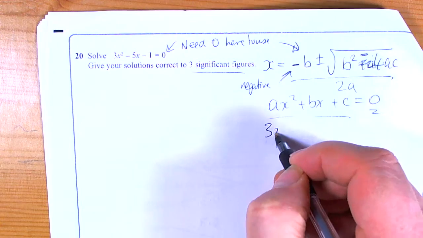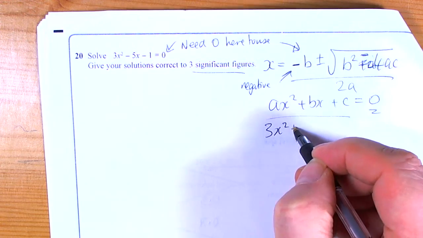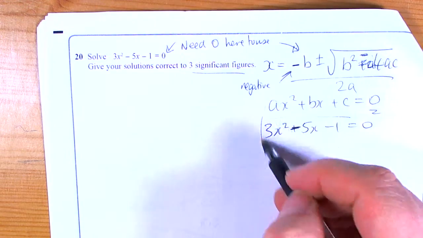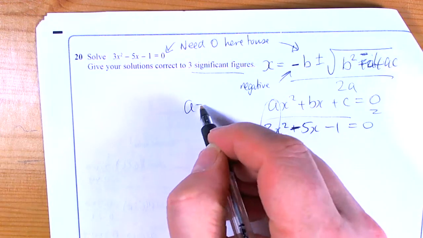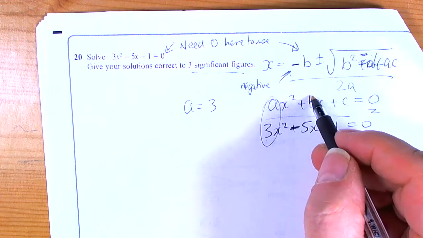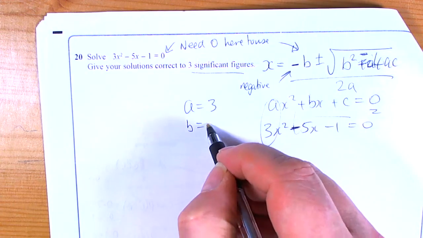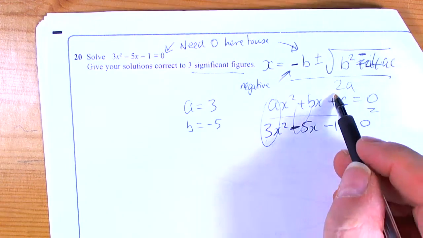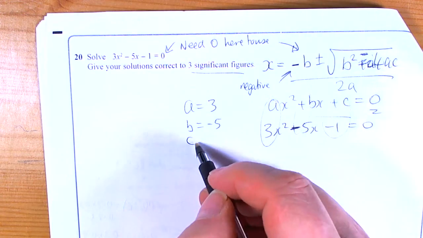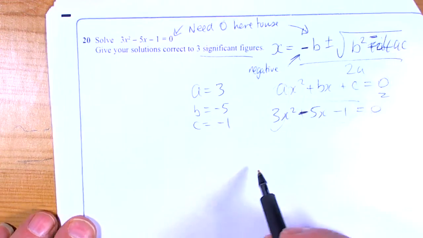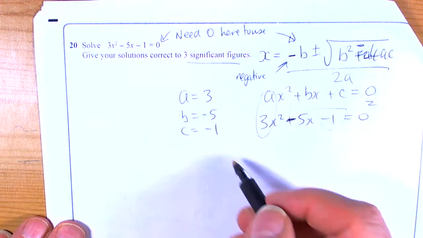And if we compare it to what they've given us, 3x squared, take away 5x, take away 1 equals 0, we can see that the a value would be 3. The b value, got to be careful here, it's going to be negative 5, and the c value is going to be negative 1. So we've got those values written out, so now we can put them into the formula.